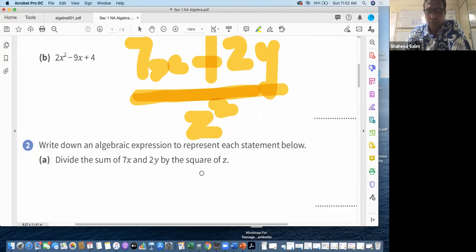Congratulations. So, I was teaching another student yesterday. He's having some difficulty. So if you have difficulty, what you do is break up this complex sentence into parts. Down here, which you have done, you have a square of z. This is the square of z. The sum of 7x and 2y. So this is the sum. Then divide. So you actually have three parts here. You are supposed to divide the sum by the square of z. So you find the square of z, find the sum of this, and then you divide. That's it.